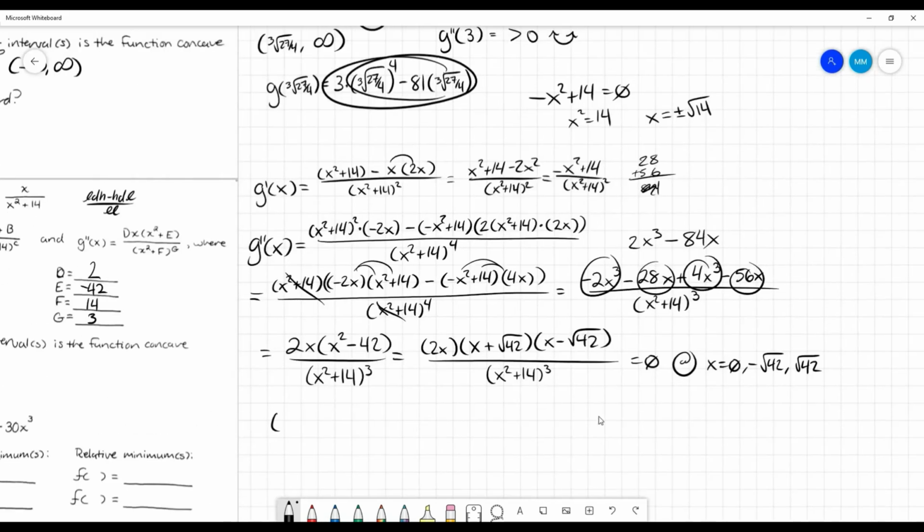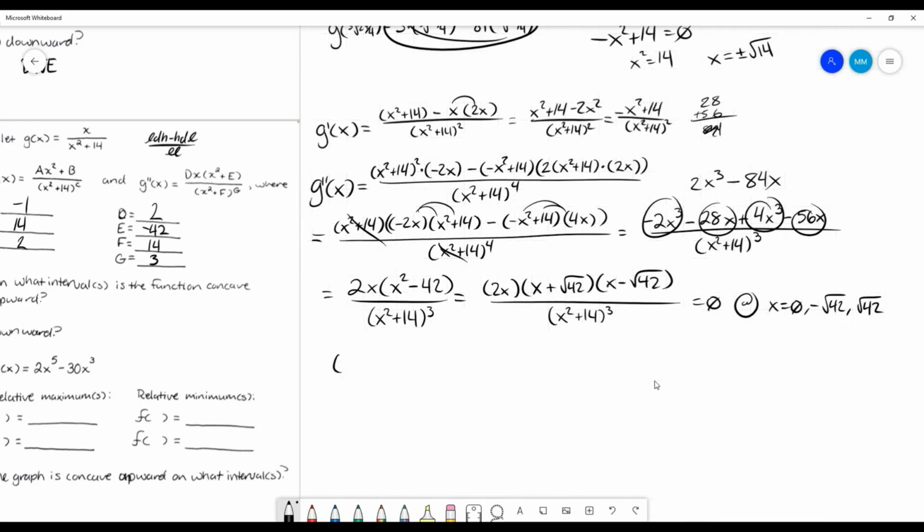So obviously square root of 42 is going to be bigger than square root of 14. So I've got negative infinity up to negative square root of 42, negative square root of 42 up to negative square root of 14, negative square root of 14 up to 0, because that's one of our inflection points. And so on till we are here.